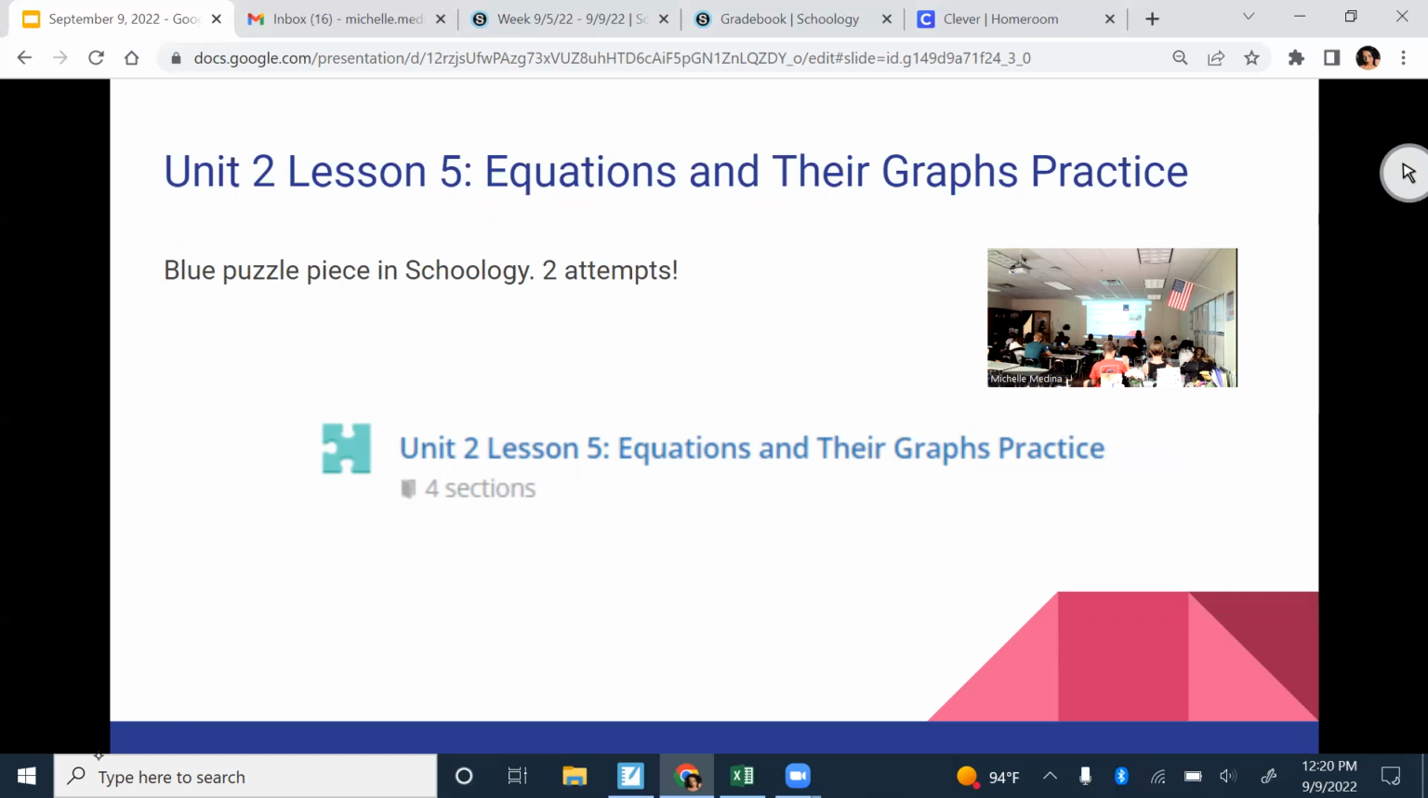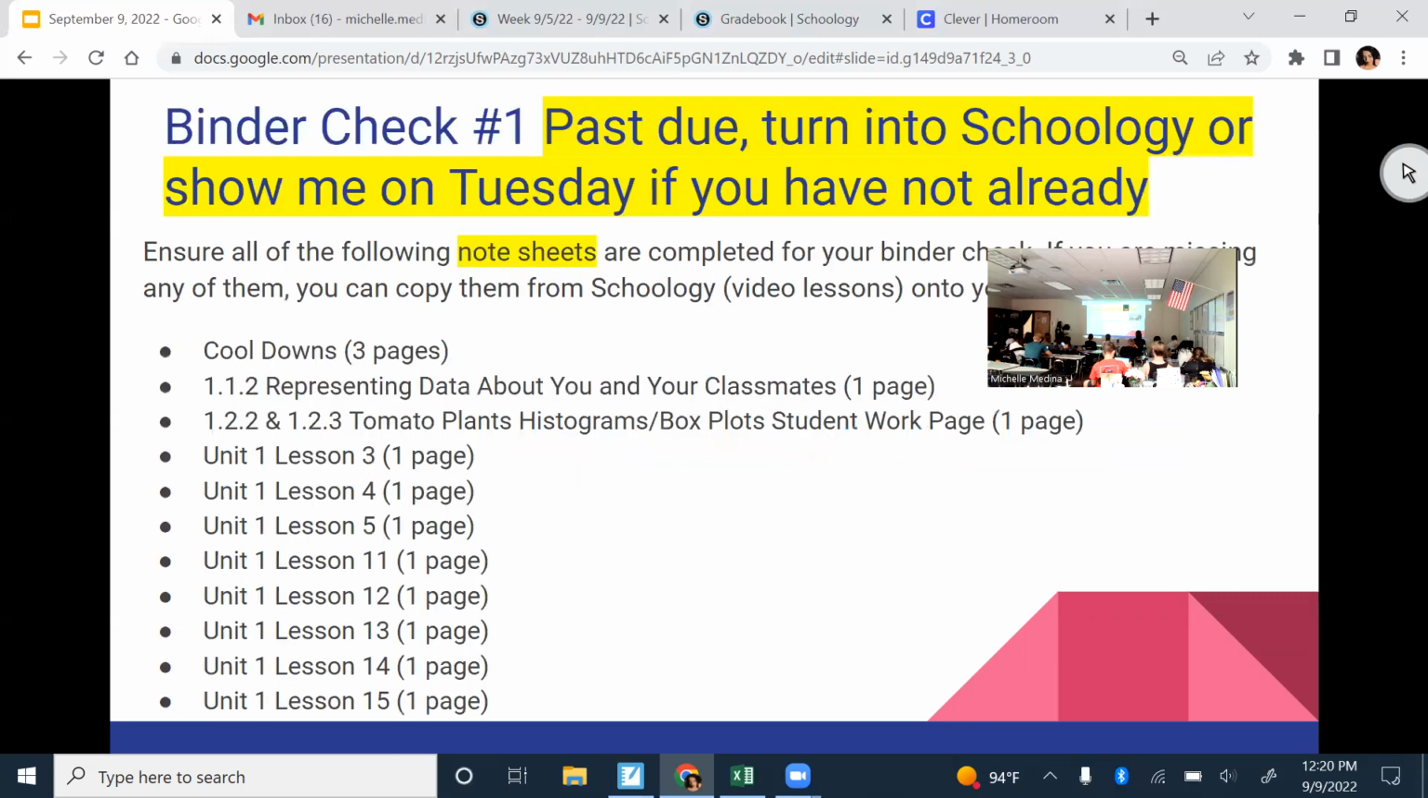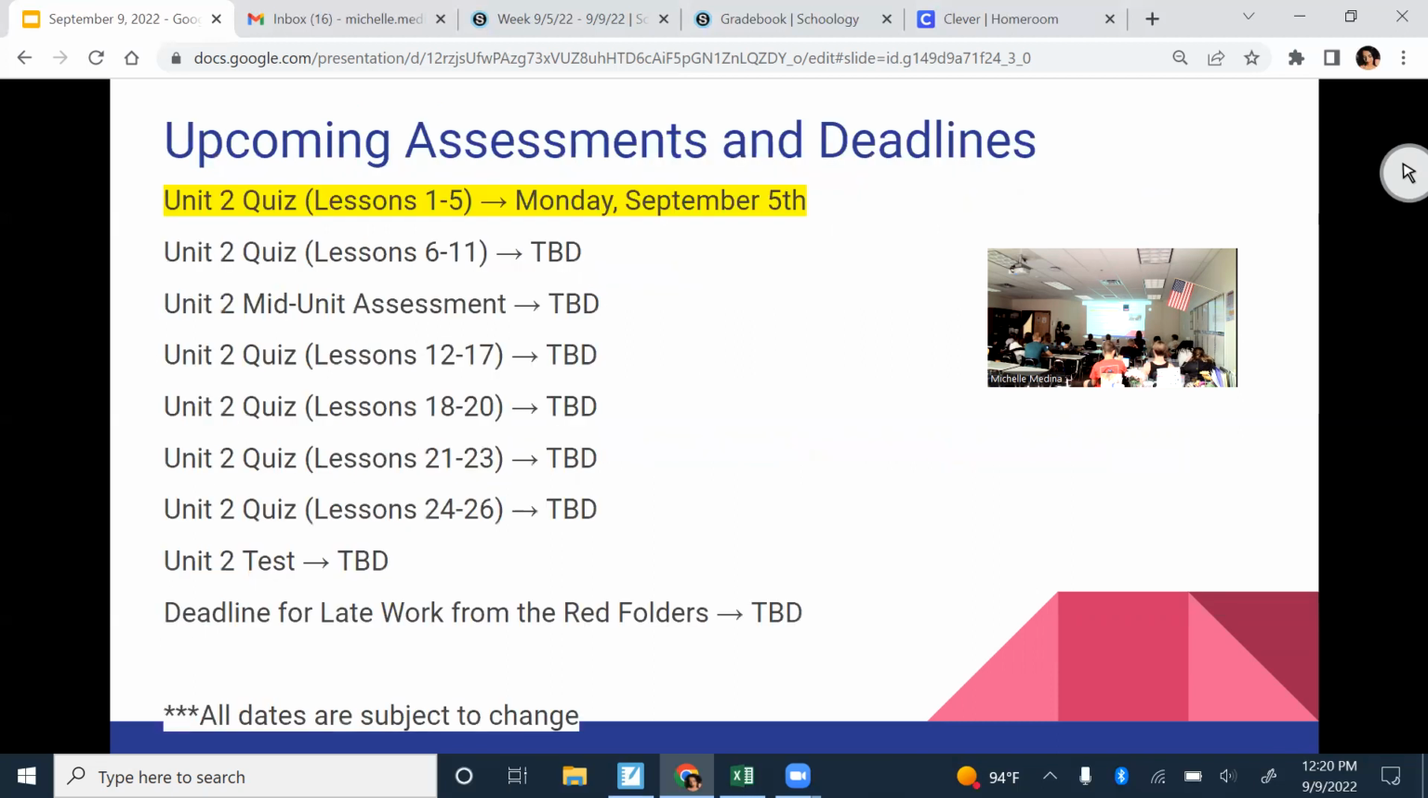Especially because we are taking a quiz on lessons 1 through 5 on Monday. So definitely make sure you have those 5 practices done so that you have that practice and then you can ask questions before.